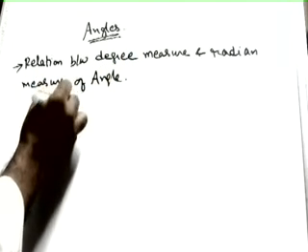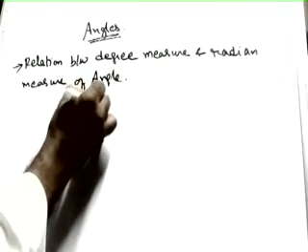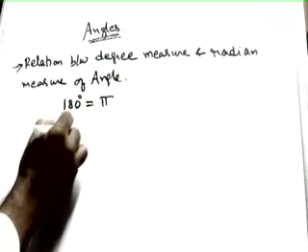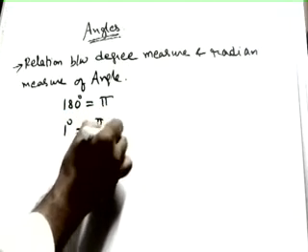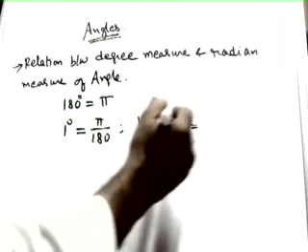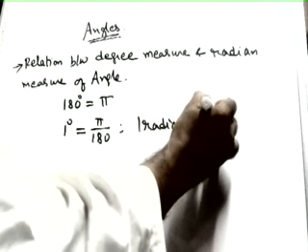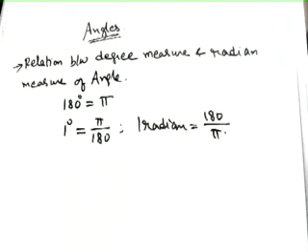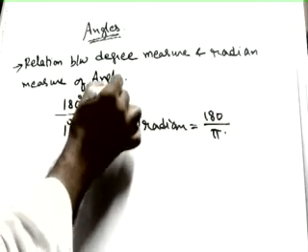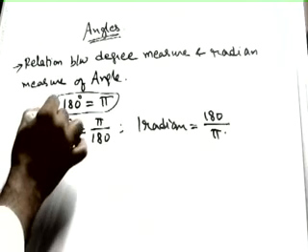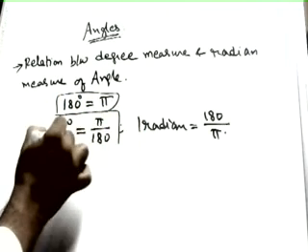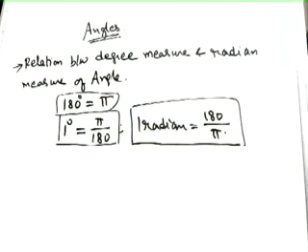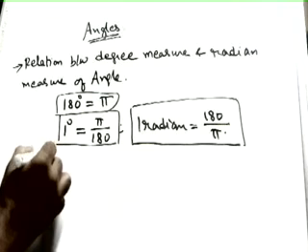You see here, we take 180 degrees as pi. Also we can write like this: 1 degree equals pi by 180, or 1 radian equals 180 divided by pi. So this is the relation: 180 degrees equals pi, or 1 degree equals pi by 180, or 1 radian equals 180 by pi.